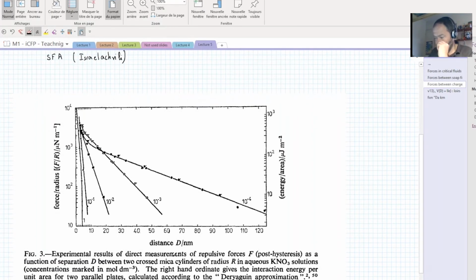And well, here you clearly see, I didn't make the zoom on that, but here you clearly see the exponential minus gamma d decrease, which is the signature of the electrostatic force between two surfaces. So that's really a clean way. So again, the surface force apparatus is a clean way of measuring the forces.